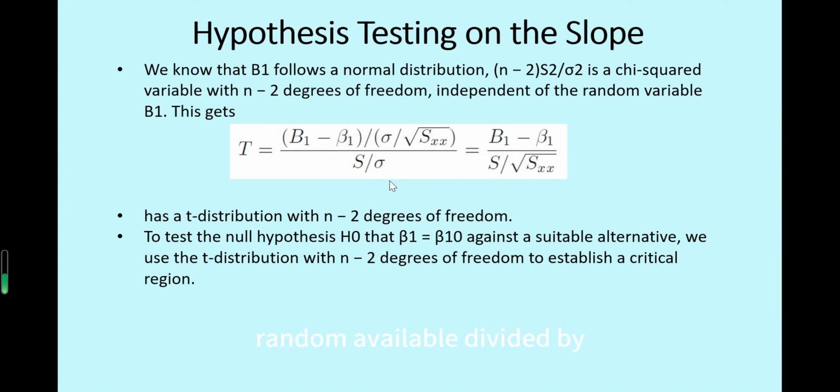So this t is b1, the estimated point for the slope, minus its mean value, the real value of the slope, divided by s divided by the square root of Sxx. This term follows a t distribution with n minus 2 degrees of freedom. Then we can test the null hypothesis that beta 1 equals beta 1 0 against a suitable alternative hypothesis, using the t distribution to get the critical region.